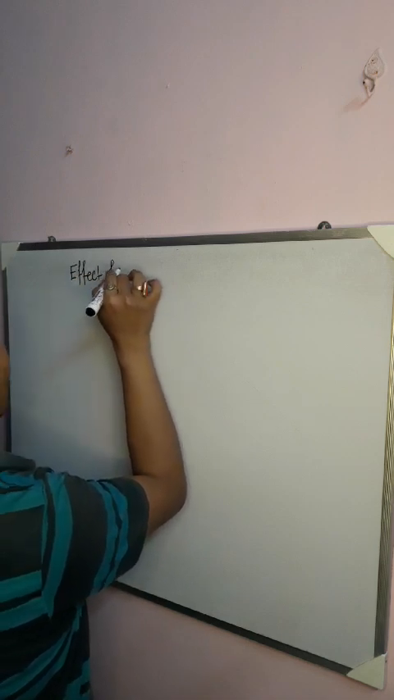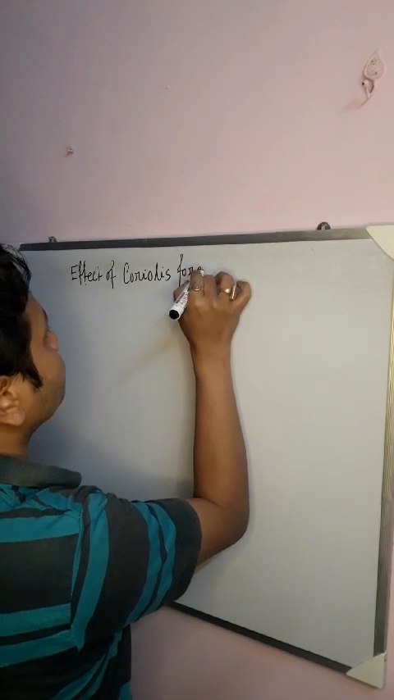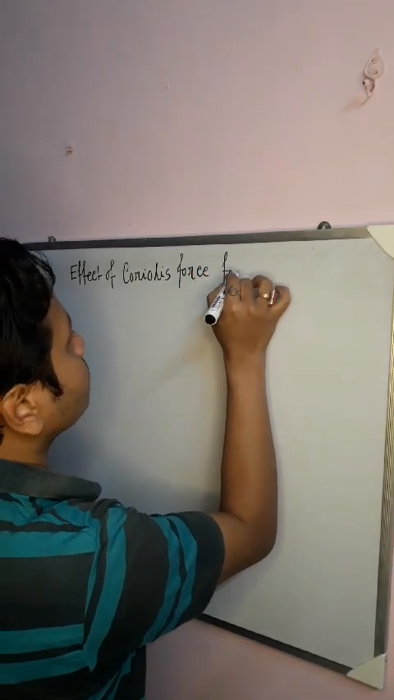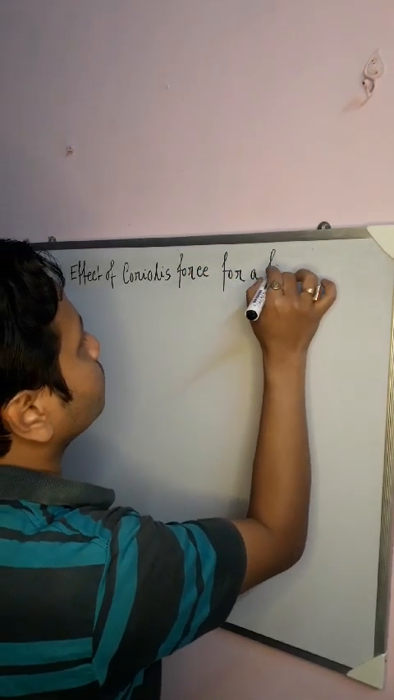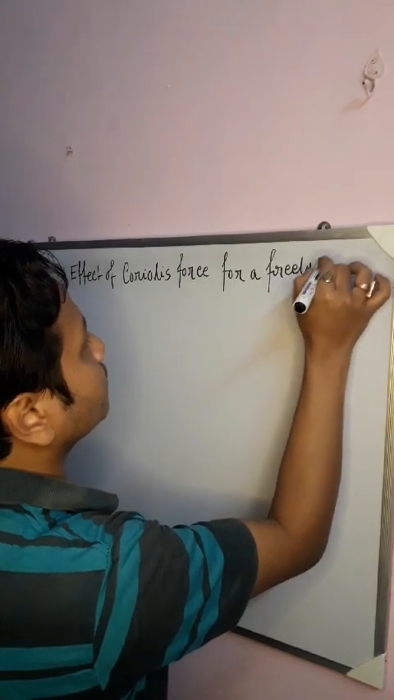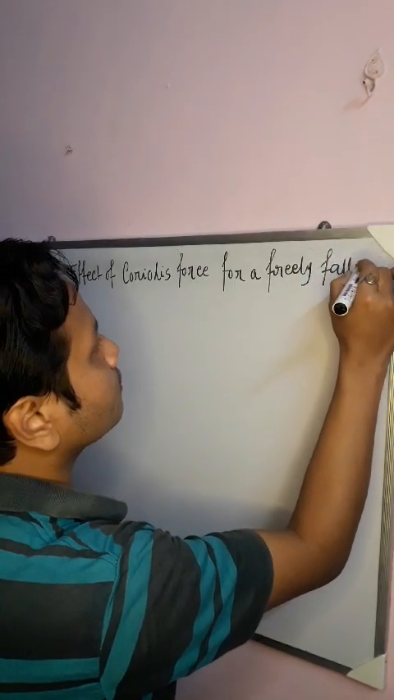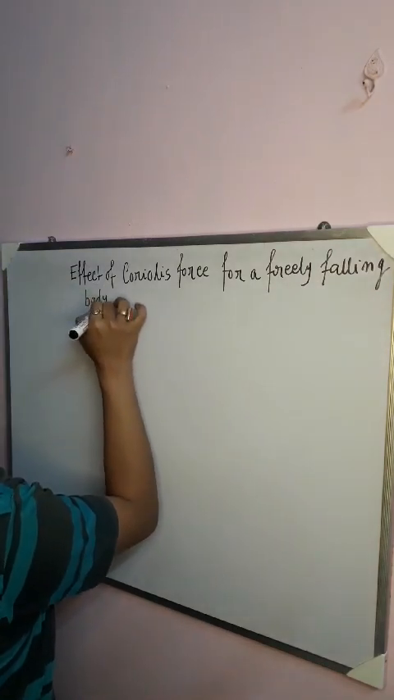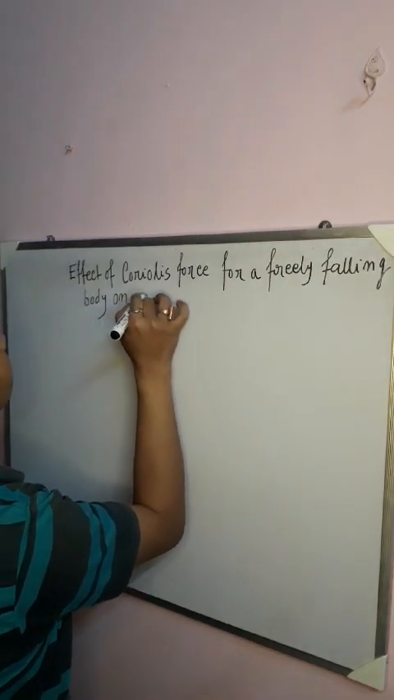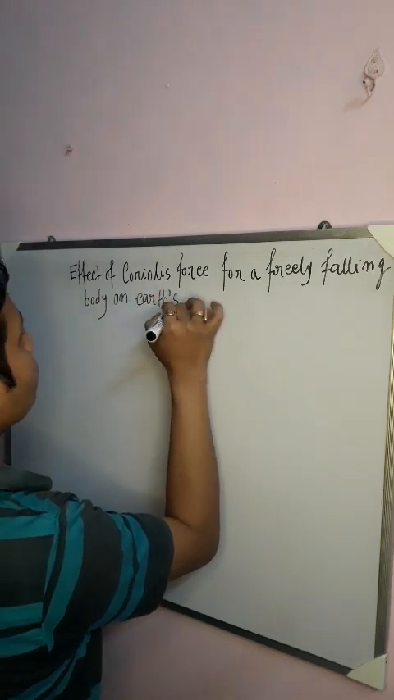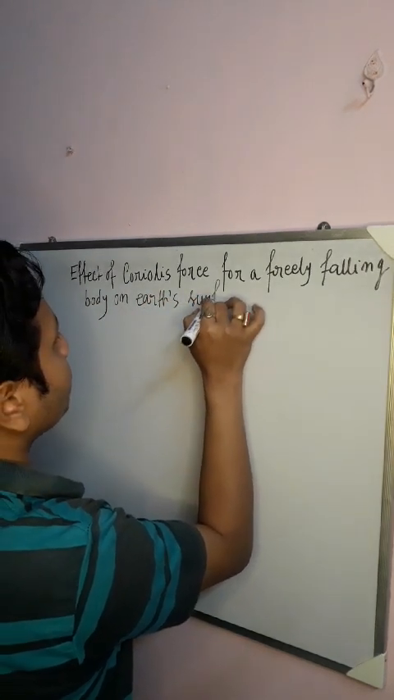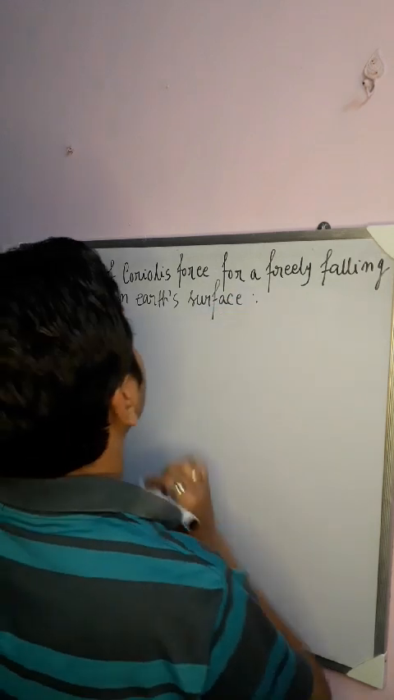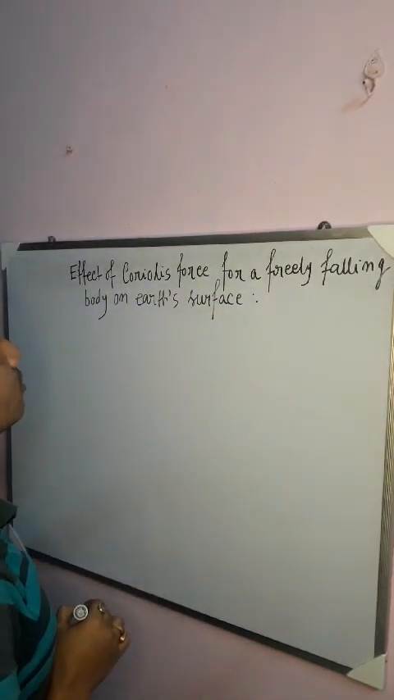effect of Coriolis force for a freely falling body on Earth's surface. Okay, the effect of Coriolis force for a freely falling body on Earth's surface.